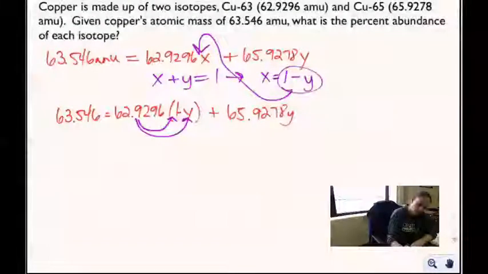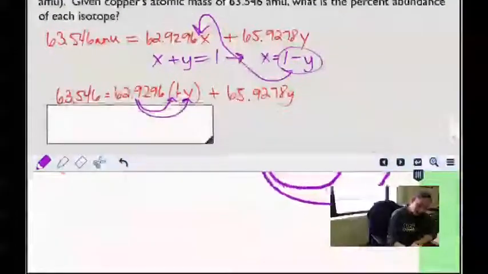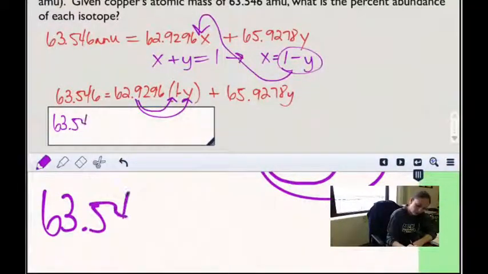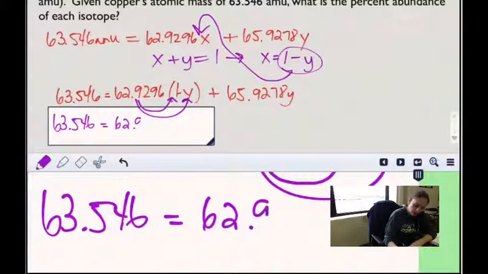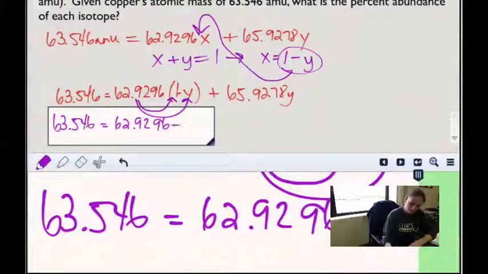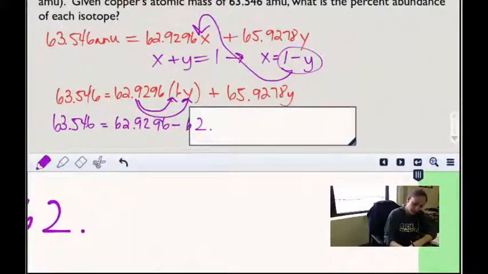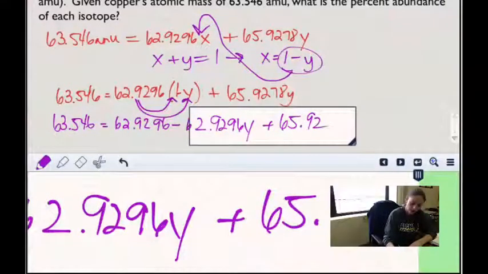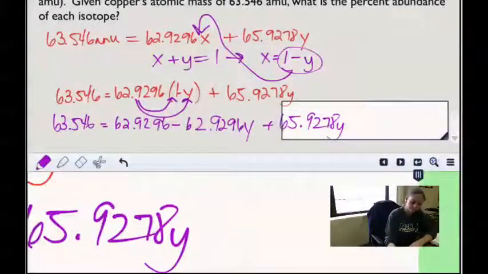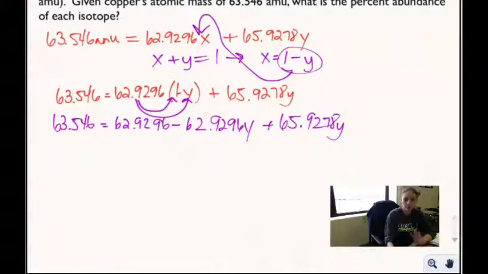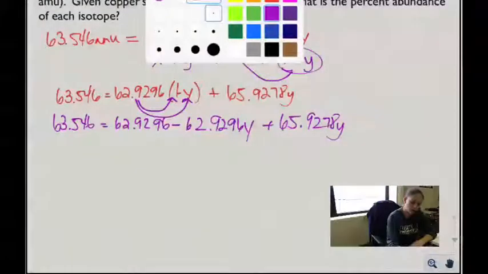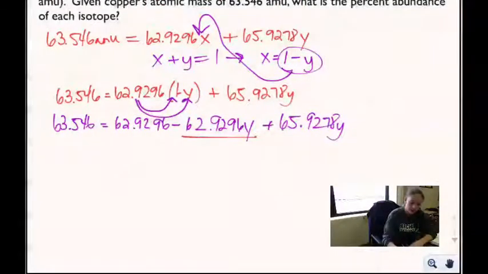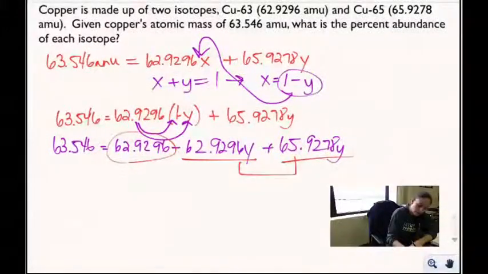So I'm going to change my color here, and we're going to go back and look at 63.546 equal to 62.9296 minus 62.9296 times Y, plus the other Y term, 65.9278 times Y. So all you did was distribute out there. Now I've got everything in terms of Y, which is great. I have something times Y, and something times Y, so I can actually just combine them. And I can get rid of this by taking it to the other side.